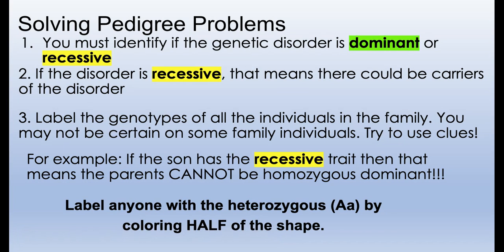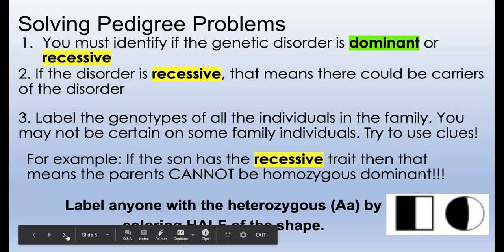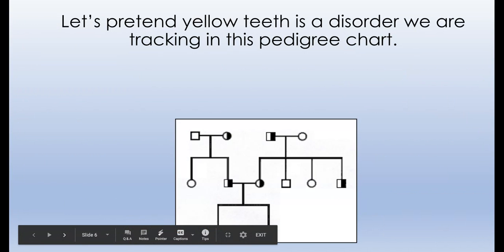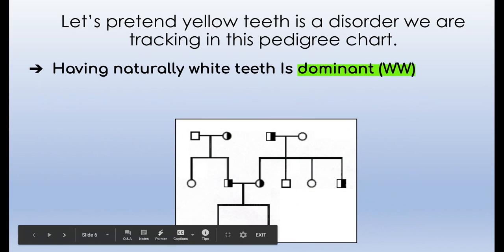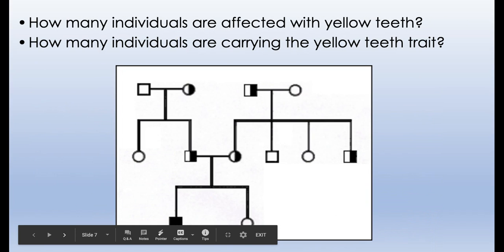And finally, you would label the parents simply by coloring in half the square, half the circle. That would show that they are heterozygous, which means they have a capital letter and a lowercase letter in their genotype. So we're going to track yellow teeth as the disorder in this pedigree chart. We're going to look at naturally white teeth as dominant, naturally yellow teeth are recessive.